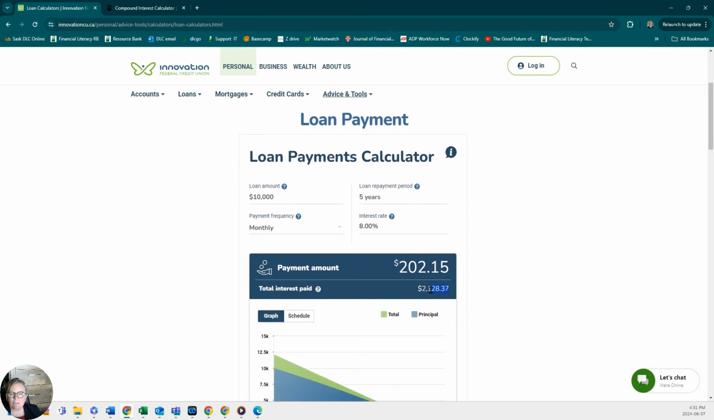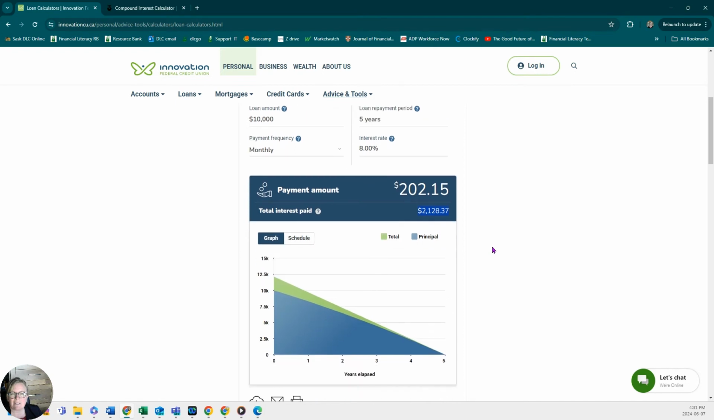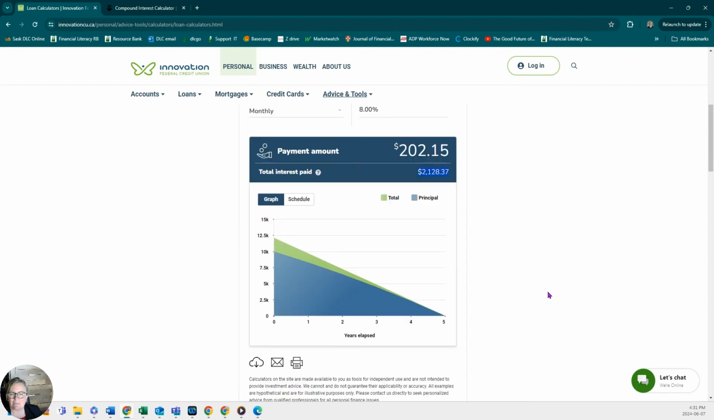$202.15. So the total interest paid on top of the 10 is actually $2,100. So people think, well, that car only cost me $10,000 because I borrowed it. No, that car actually cost you $12,128 because you have to add the interest as well. And so you can see, it's on a declining basis. So most of your interest is paid at the beginning of the loan. And as your principal comes down, so does the interest that the bank charges you.